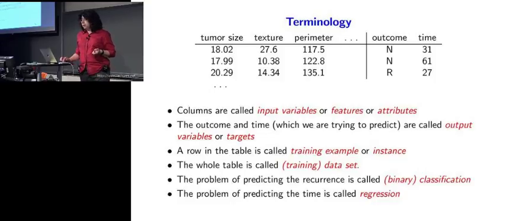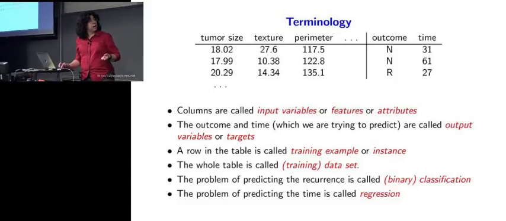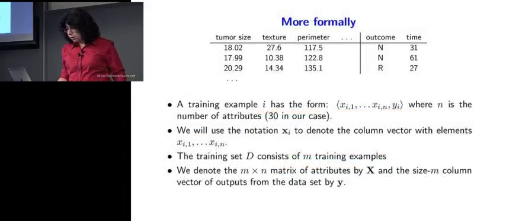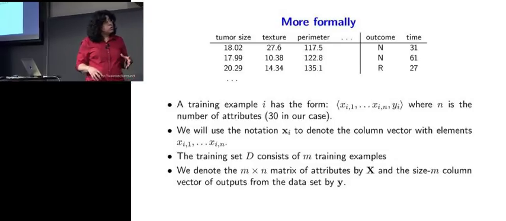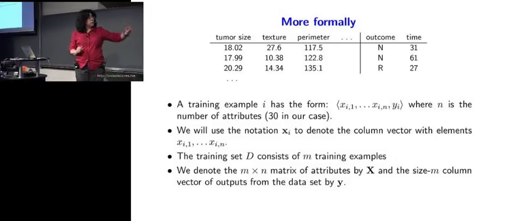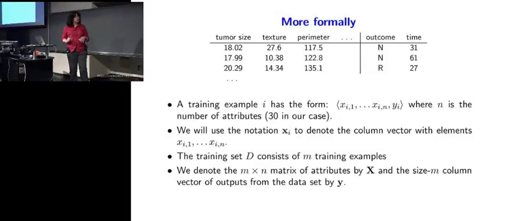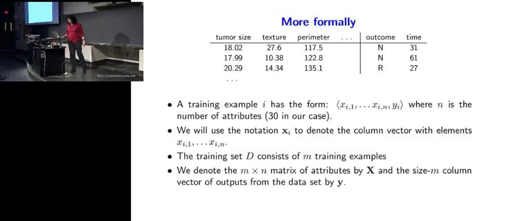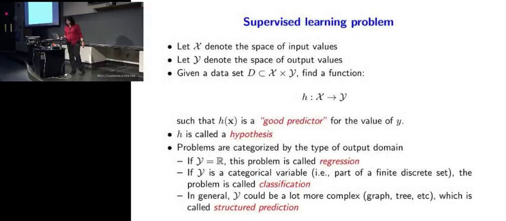So we have some input variables or features or attributes in this part of the table here. We have some targets or output variables, and we have training examples or instances. Here, each training example is one patient, and we would like to figure out this prediction task. So we're going to formalize this a little bit. We're going to use matrix notation just because that's very convenient. So bold X denotes the matrix of inputs. Bold Y denotes the output column vector. And we're going to try and learn a mapping from the input space to the output space. So that's the supervised learning problem.